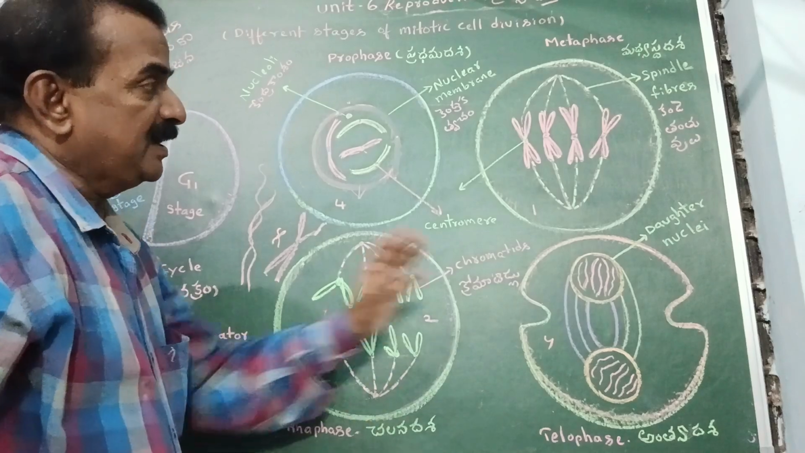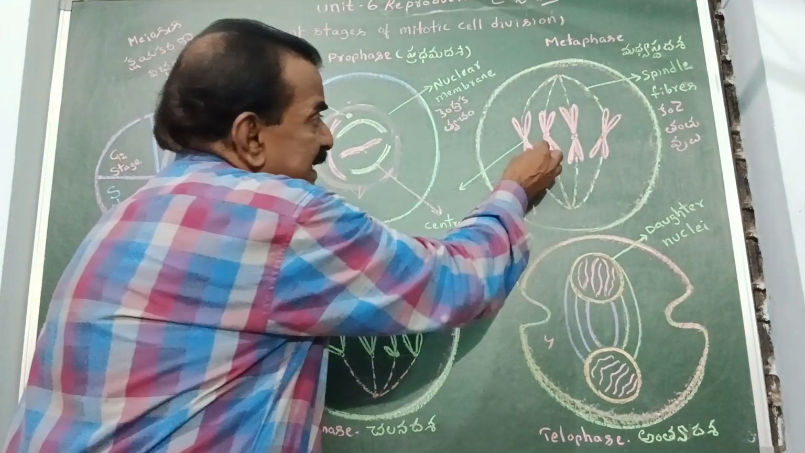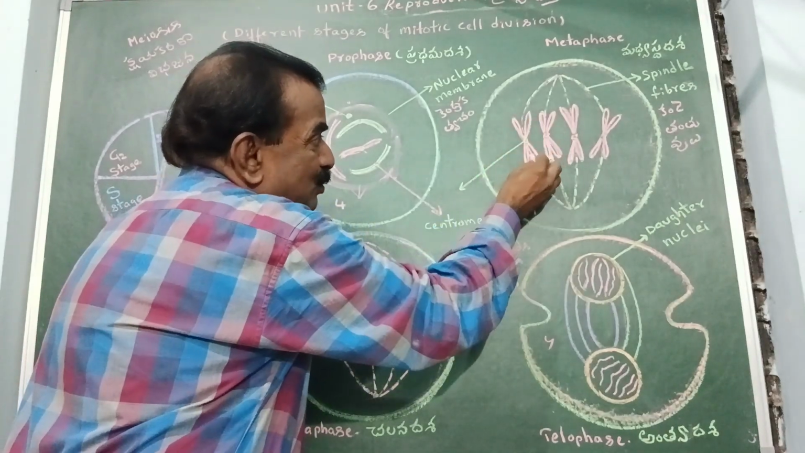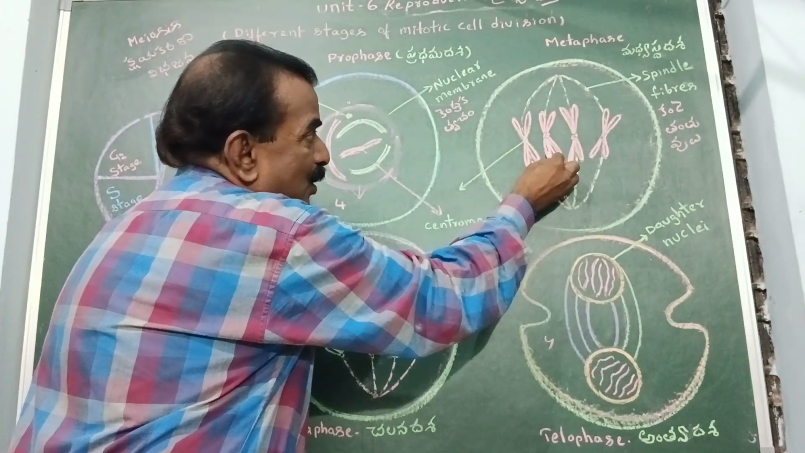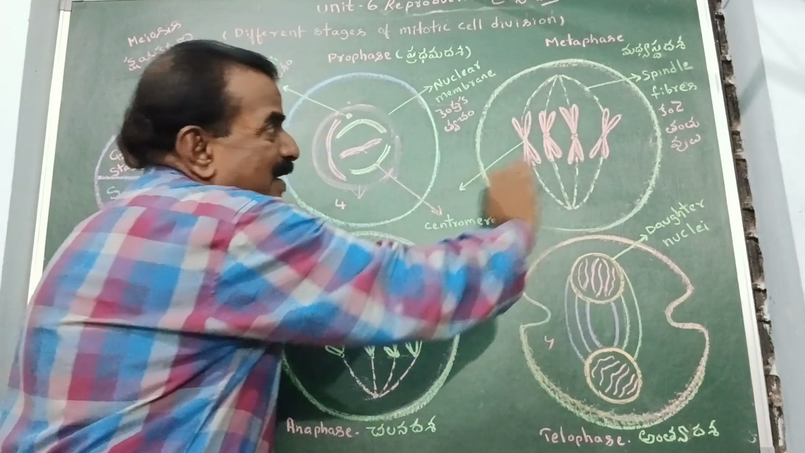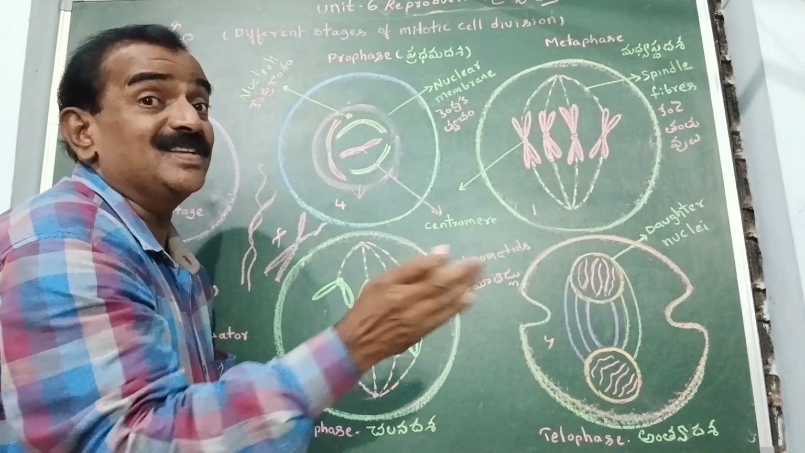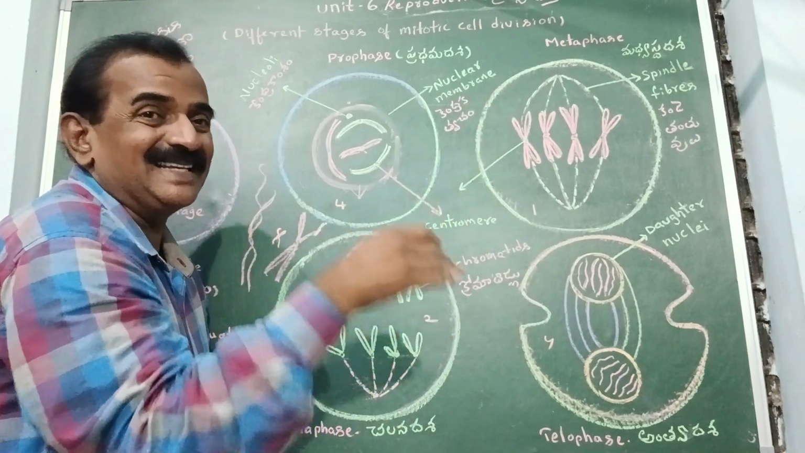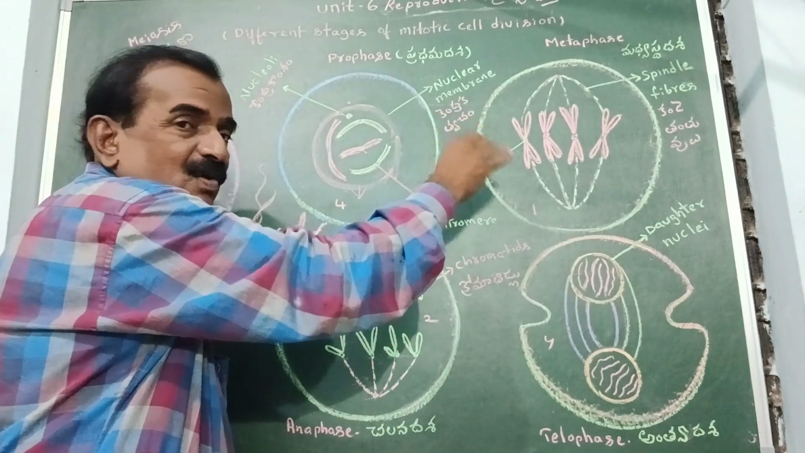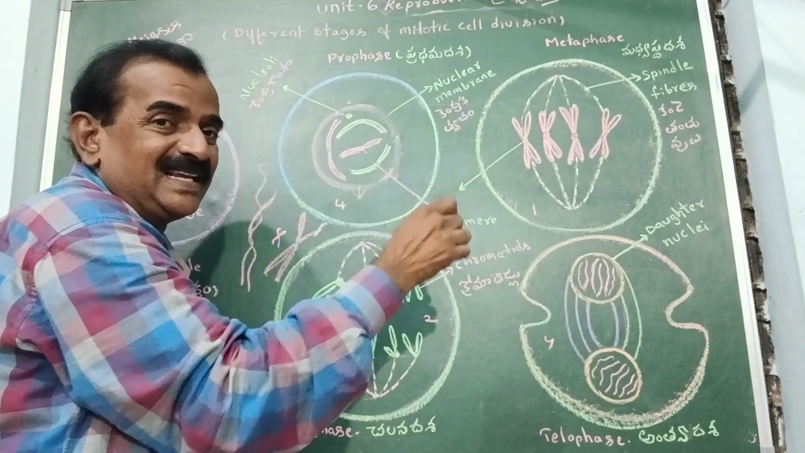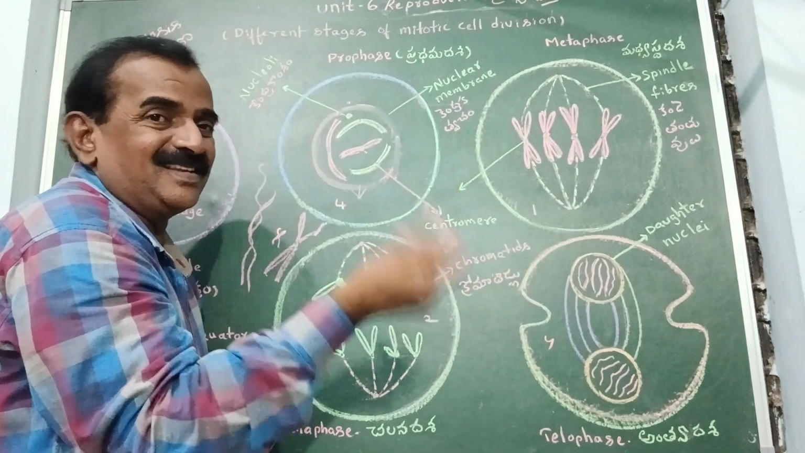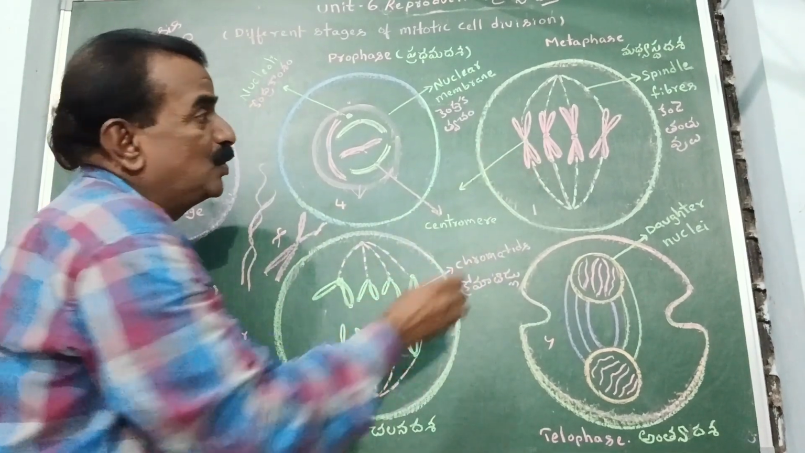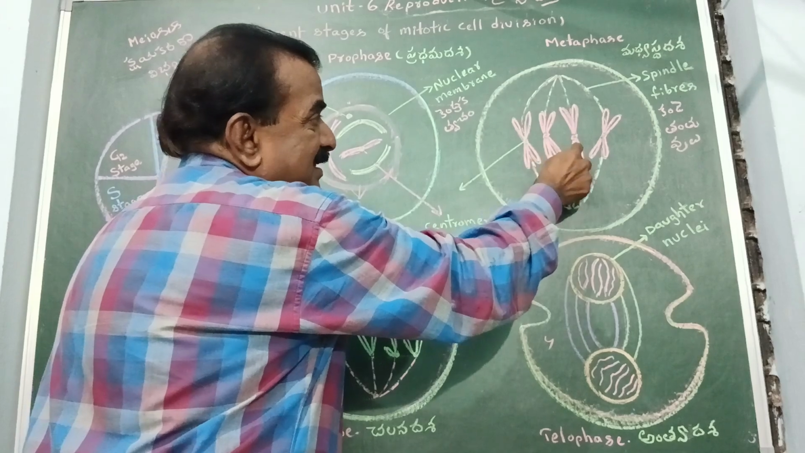And metaphase. In metaphase, you see all these are chromosomes. The entire one is a chromosome. Like that, many chromosomes are present here. How many? 23 pairs of chromosomes. But here I draw only four, for the convenience of studying the mitotic cell division in an easy manner. This is one chromosome, second, third chromosome.